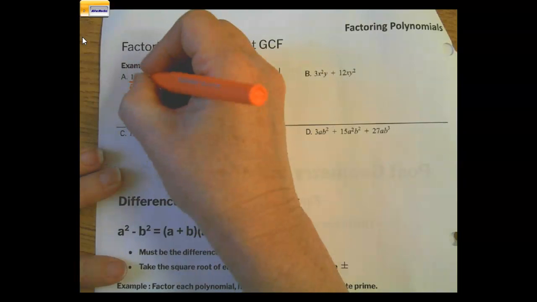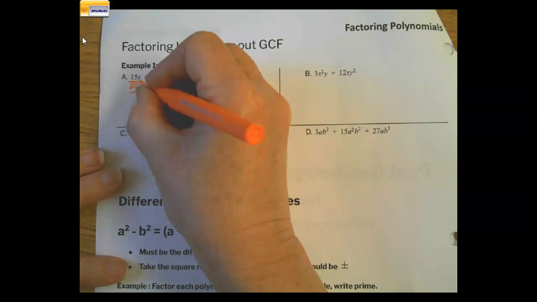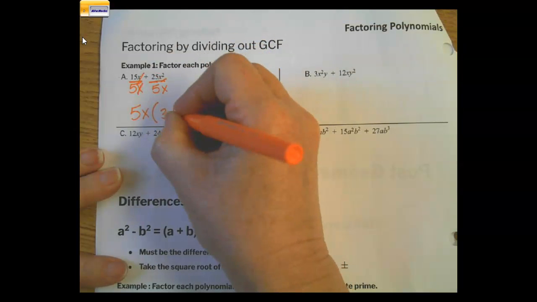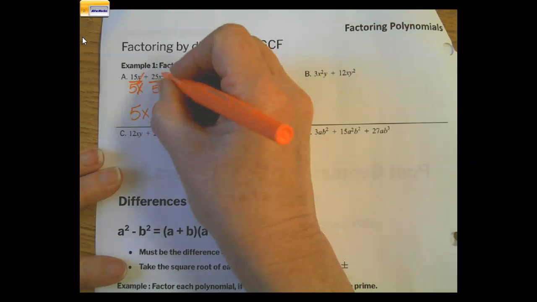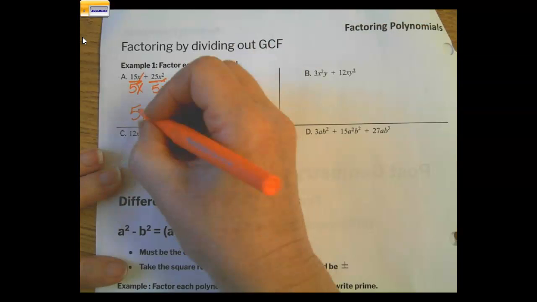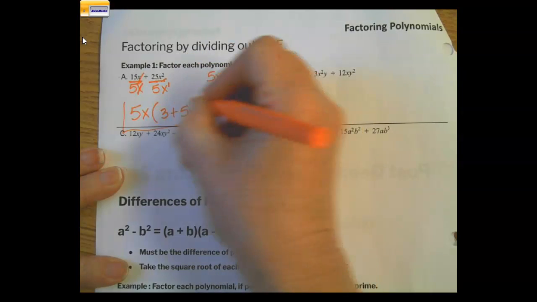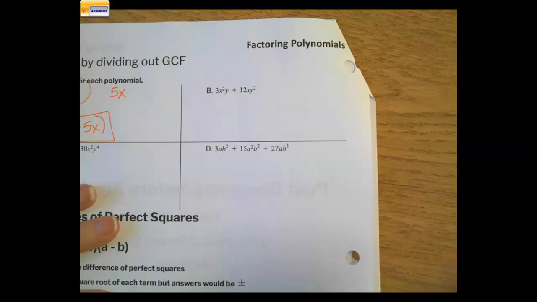And then I divide. 15 divided by 5 is 3. x divided by x cancels out. 25 divided by 5 is 5. 2x's divided by 1x, if you remember, we subtract 2 minus 1, which leaves me with 1x. Now I can check my work by redistributing this to see if I come back to that original statement.